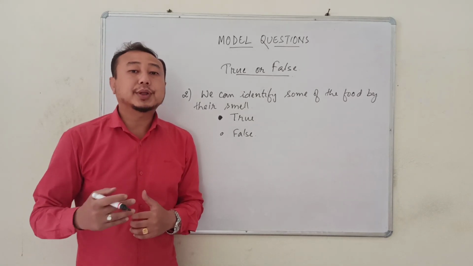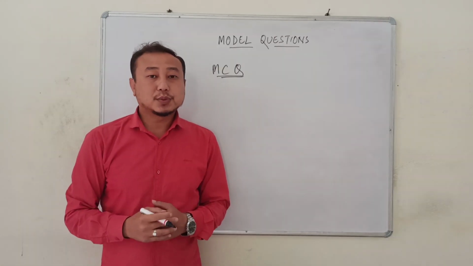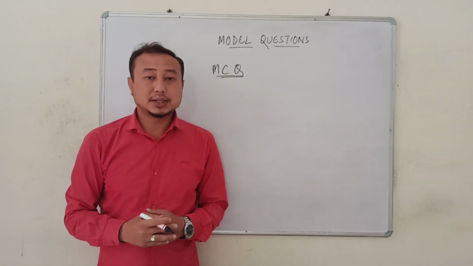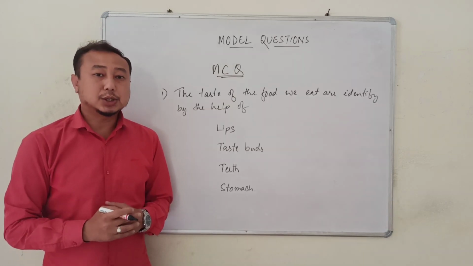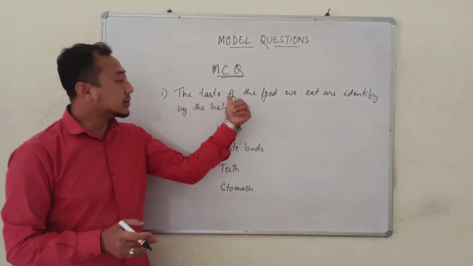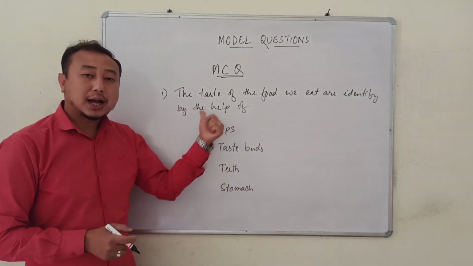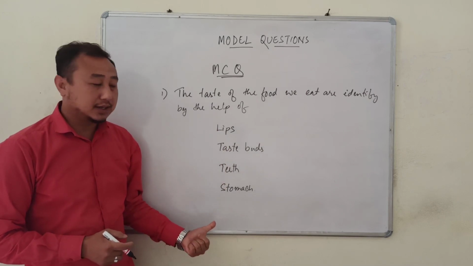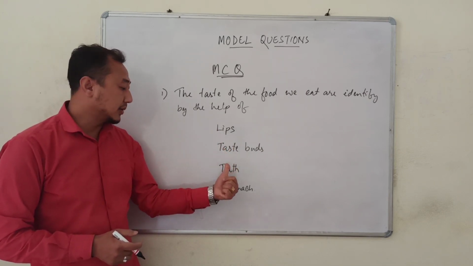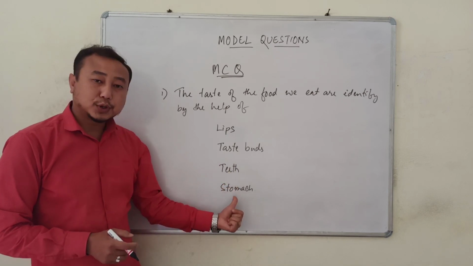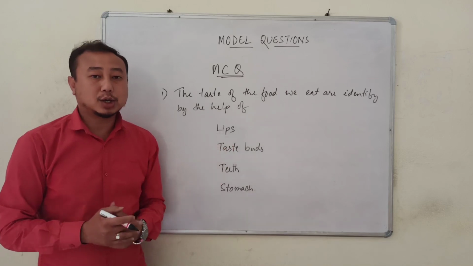Now, let us come to the next category of the question. So let us see how the question will be given to you and how you can give the answer of this question. The first example of the MCQ category is, the taste of the food we eat is identified by the help of. Underneath that, 4 options are given. The first option is leaf, the second option is taste buds, the third option is teeth, the fourth option is stomach. So out of this, we have to select the correct option.